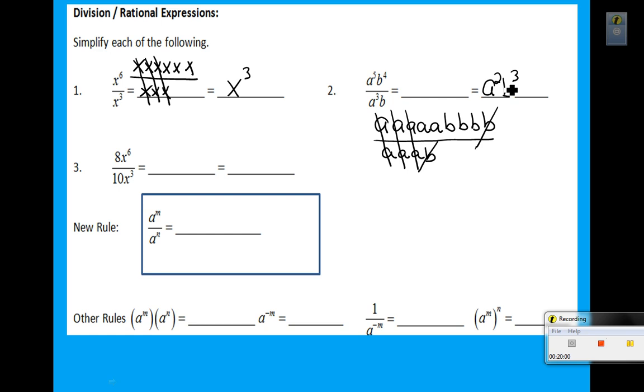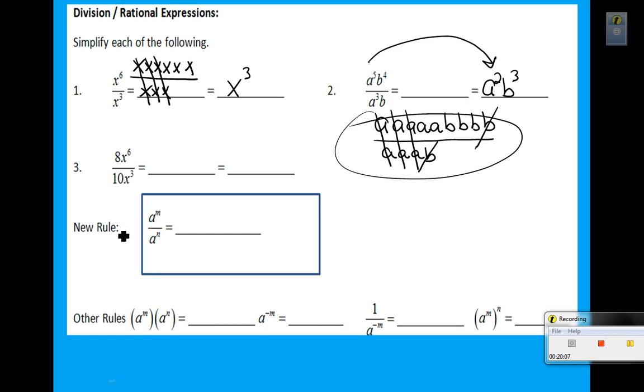Of course, what do we want to do? We don't want to write all this out. We want to go from here to there. So hopefully in your head you're saying 5 minus 3 is 2. 4 minus 1 is 3. So my rule is subtract the exponents.